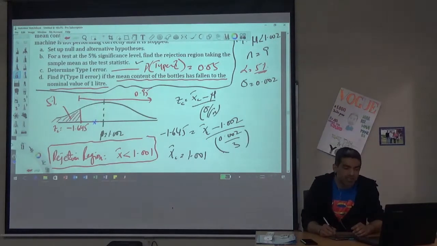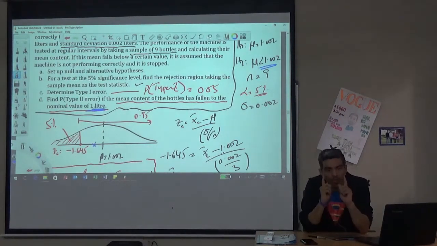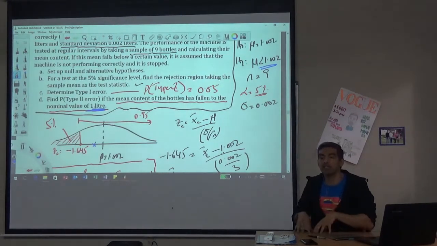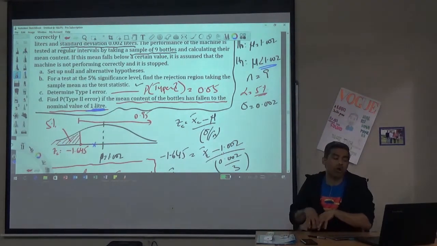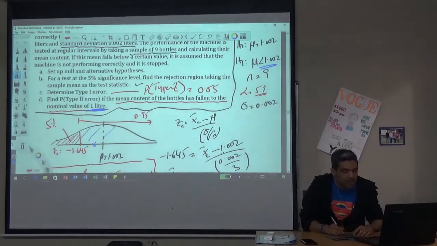And if the hypothesis is wrong, what was your suspicion from the start? That mu was supposed to be? And see, now he's saying that he found out that the actual mean is not 1.002, it's 1 liter. It's less than 1.002. So that's the actual mean. Now he's asking you what are the chances that he might have made a type 2 error, or anybody who would do the test would make a type 2 error. So on the basis of the fact that the actual mean is 1, not 1.002, you have to find out the probability of the acceptance region.